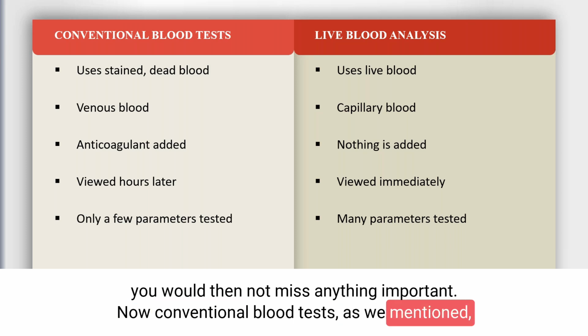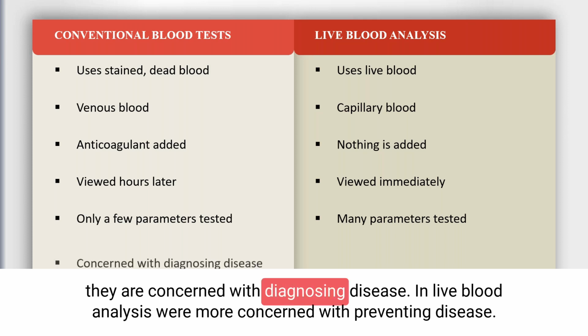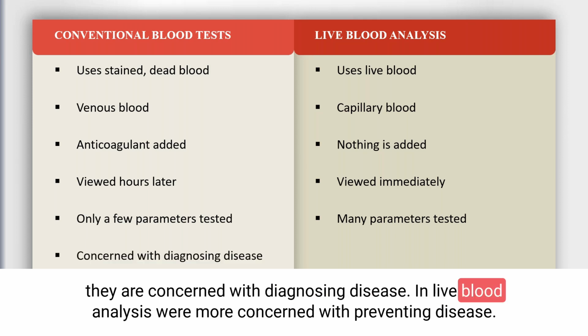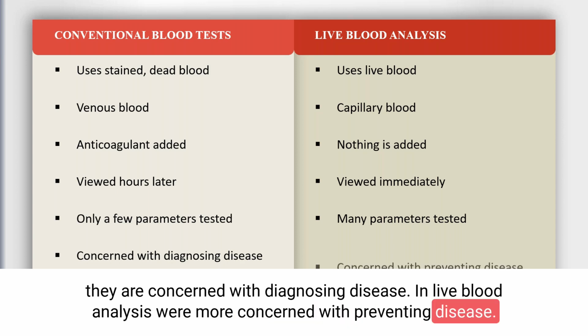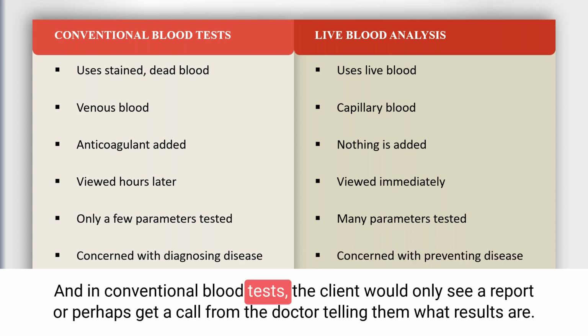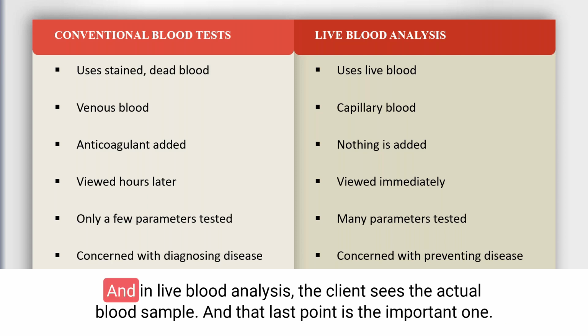Now, in conventional blood tests, as we mentioned, they are concerned with diagnosing disease. In live blood analysis, we are more concerned with preventing disease. And in conventional blood tests, the client would only see a report or perhaps get a call from their doctor telling them what the results are. And in live blood analysis, the client sees their actual blood sample.